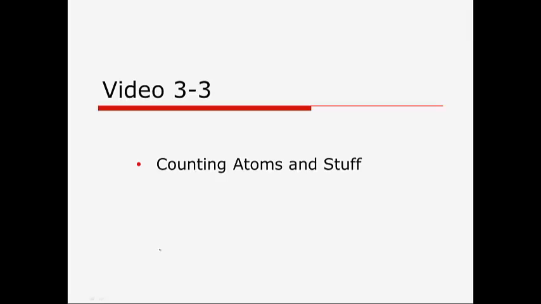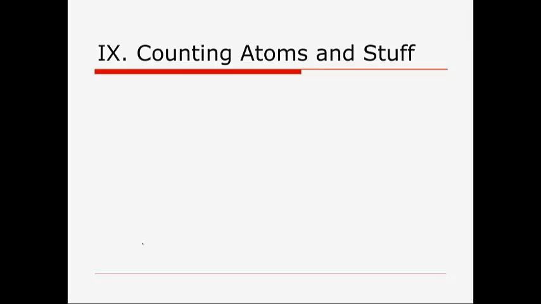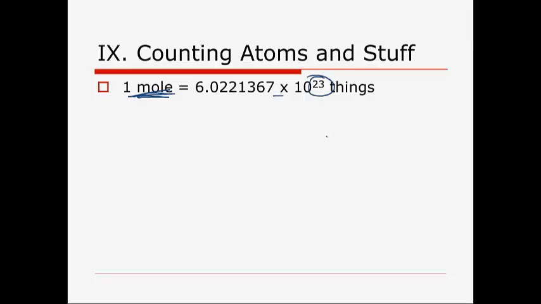Video 3-3, counting atoms and stuff. Okay. Now, there is something known as a mole. A mole is just simply a grouping of things. 6.0221367, and there's even more digits, times 10 to the 23rd things.